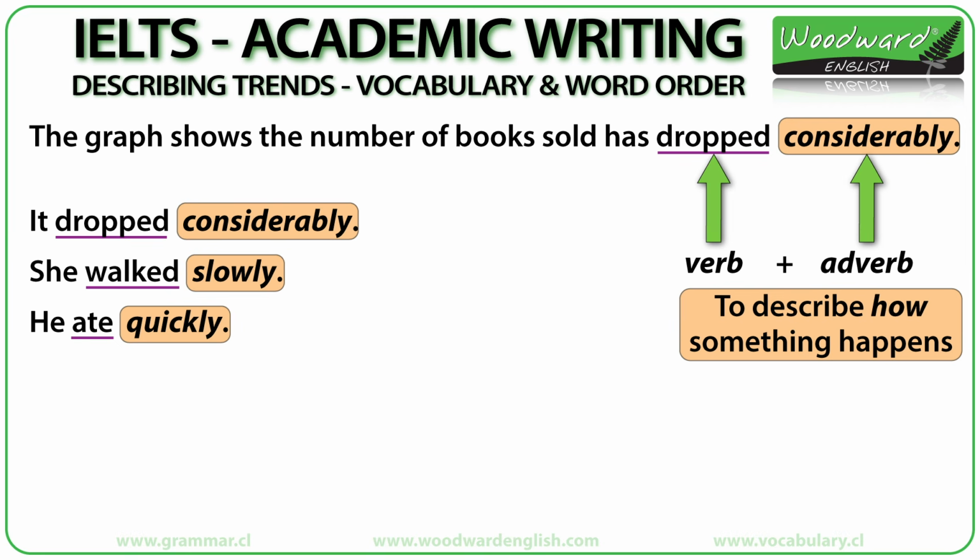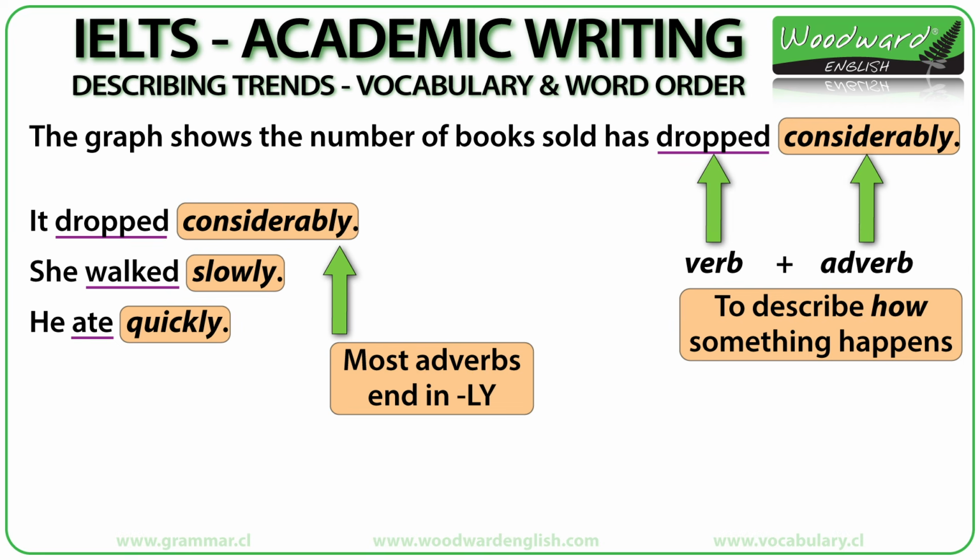She walked slowly. He ate quickly. Notice how the adverb comes after the verb. We also know considerably is an adverb because it ends in ly. Most adverbs, not all, end in ly. How did it drop? Considerably. How did she walk? Slowly. How did he eat? Quickly. We are describing how something happens, so we use an adverb.